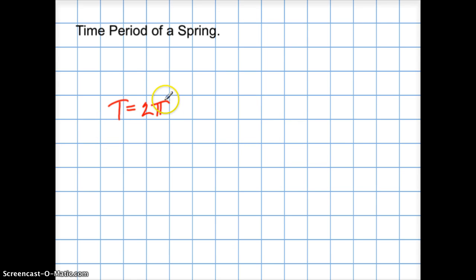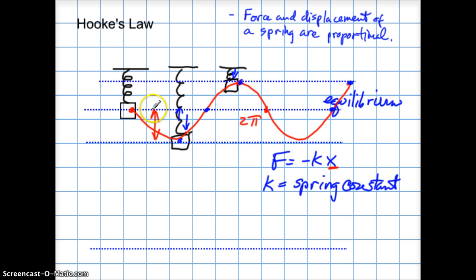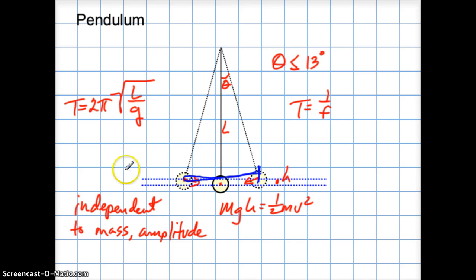So 2 pi times the square root, but instead of length, I don't have length, I have mass. So the mass divided by the spring constant will give me the time period of a spring. So hopefully we have a better understanding of what simple harmonic motion is, and as it applies to both a pendulum and a spring.